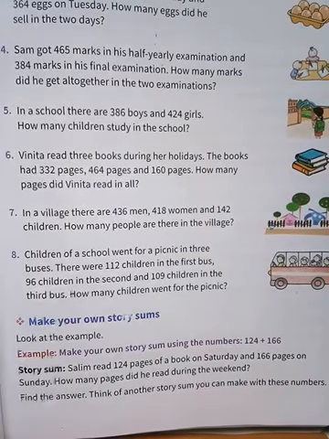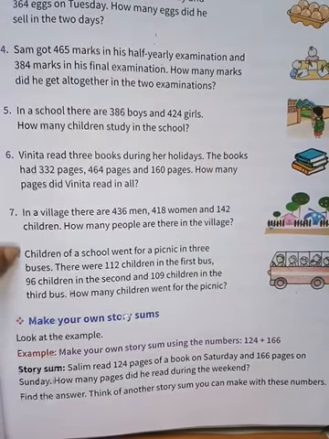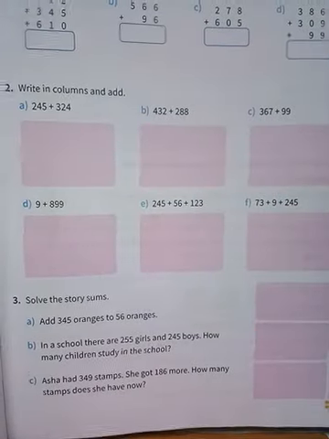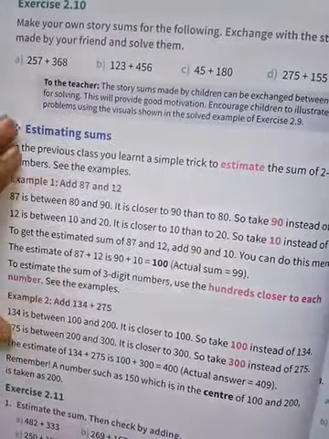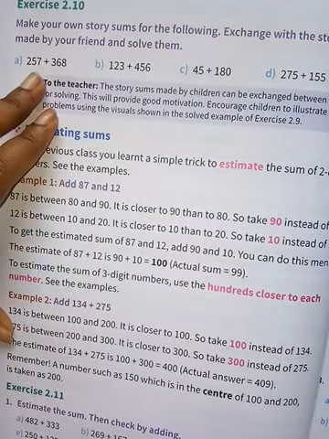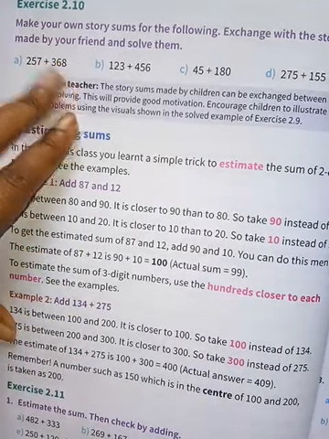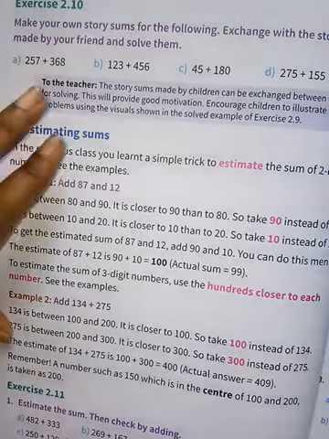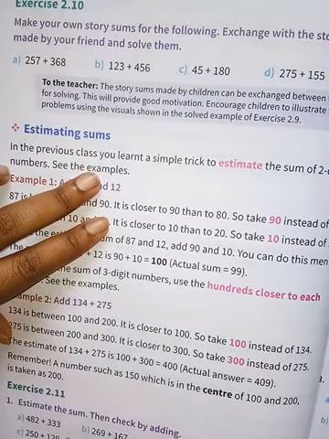Dear students, in the last class we have solved these story sums. Today we will start exercise 2.10. Here the question is given 257 plus 368. Here first we have to form the story sum. After that we will solve that story sum.